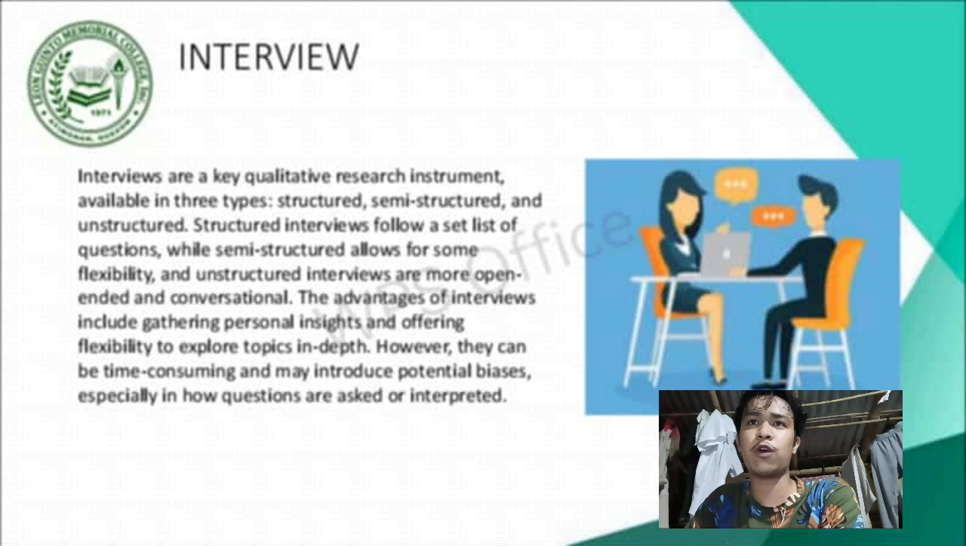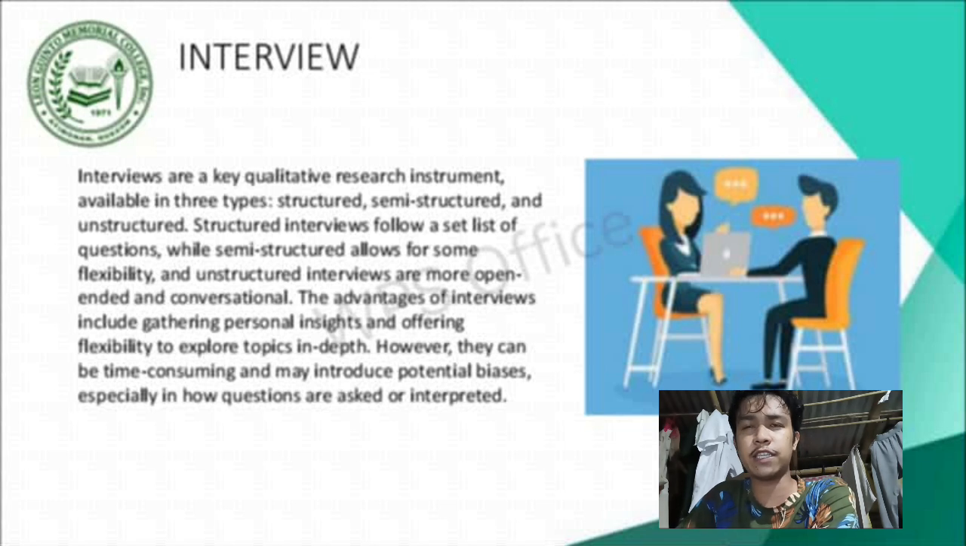One of the common tools in qualitative research is the interview. There are three main types of interviews. First is the structured interview. This follows a fixed set of questions. Everyone is asked the same thing in the same way. This keeps things organized and easy to compare.